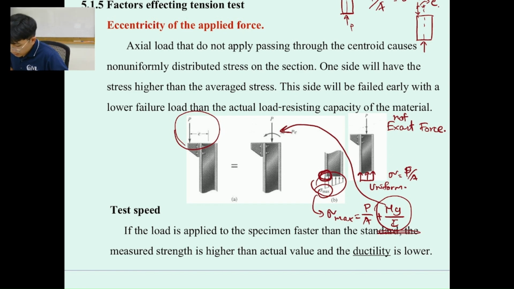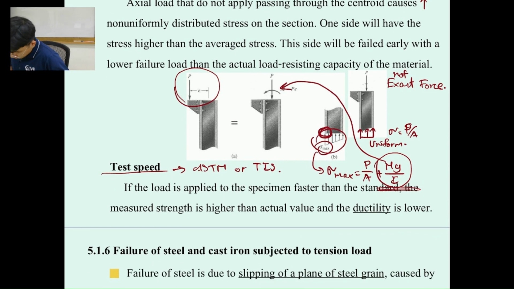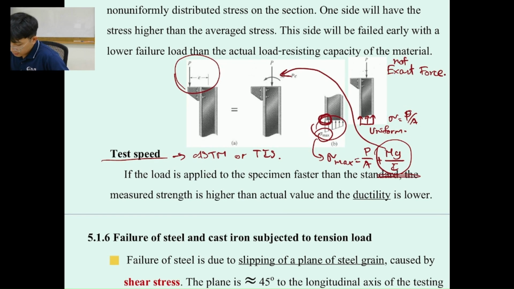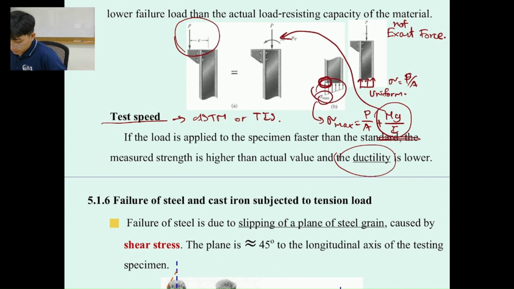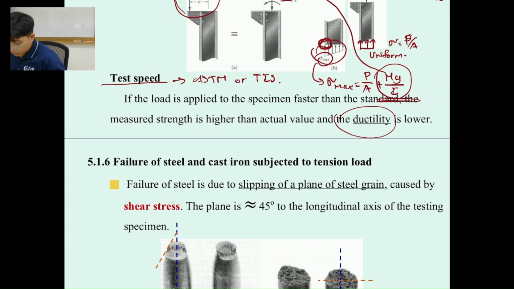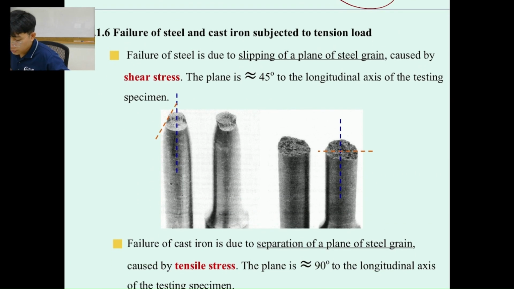And next one is going to be the test speed. So the test speed, if you test the same sample, you need to remain with the same test speed, and the test speed can be found in ASTM or TIS. Here it is, they state the rate of testing. You can just read from that, where the test speed for a ductile sample is supposed to be lower than for a brittle sample.